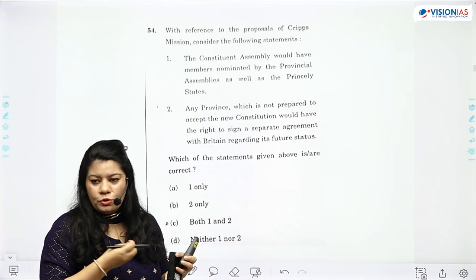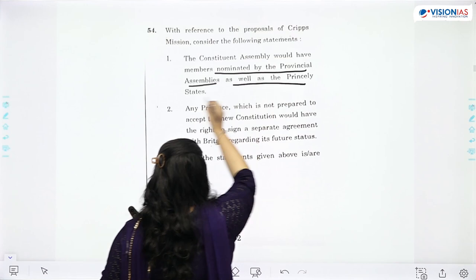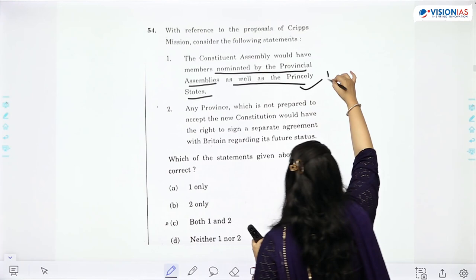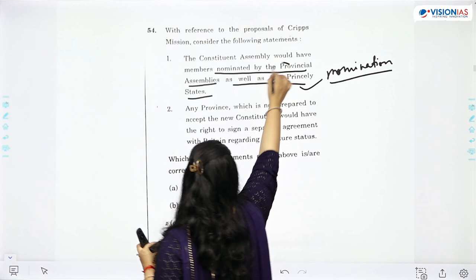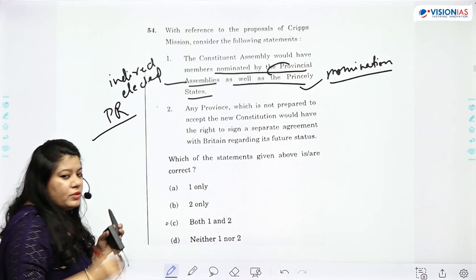So the first statement says, the Constituent Assembly would have members nominated by the provincial assemblies as well as the princely states. So from the princely states, there was nomination of members, but from the provincial assemblies, the members were indirectly elected through proportional representation, right? So this is half right and half wrong. Hence, statement one is wrong.